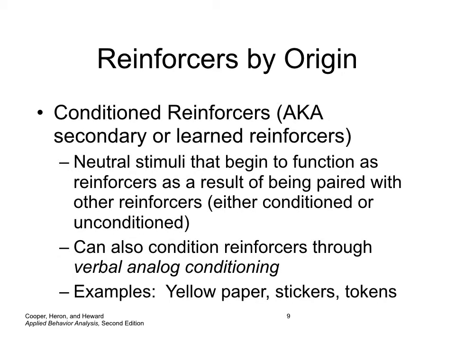Conditioned reinforcers, also known as secondary or learned reinforcers, like yellow paper, stickers, and tokens, were neutral stimuli, but they begin to function as reinforcers as a result of being paired with other reinforcers, right?